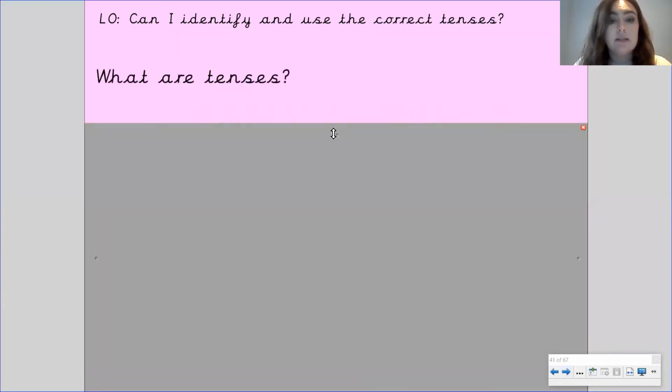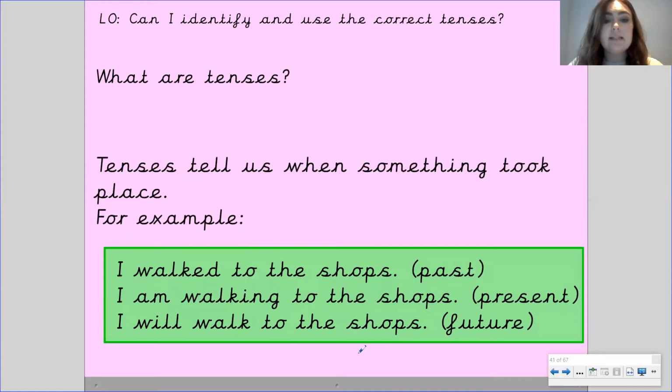And what are tenses? Pause the video to have a think. Tenses tell us when something took place, so it's when it happened. For example, I walked to the shops. This is written in past tense because it's already happened. I am walking to the shops is written in present tense because it's happening right now. I will walk to the shops is future tense because it's going to happen in the future.